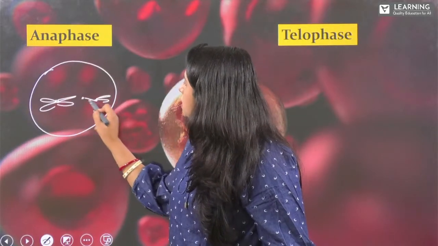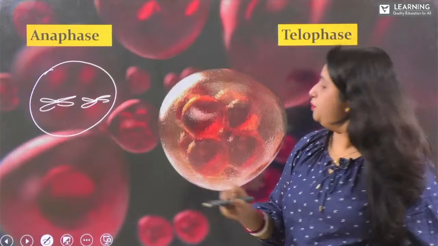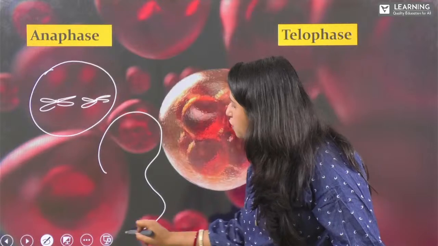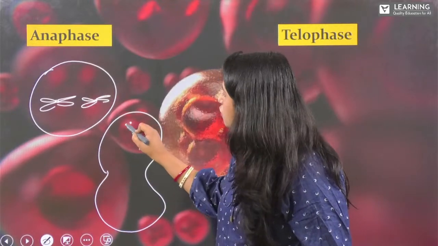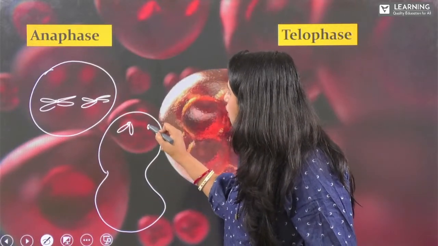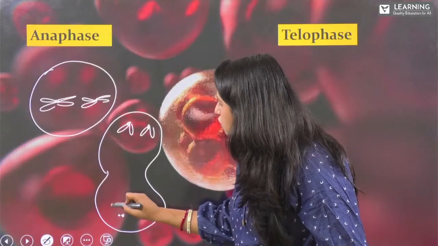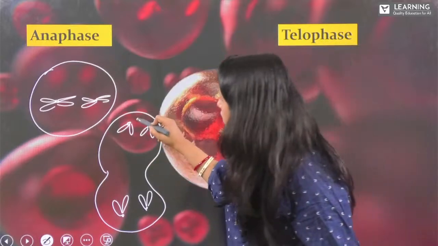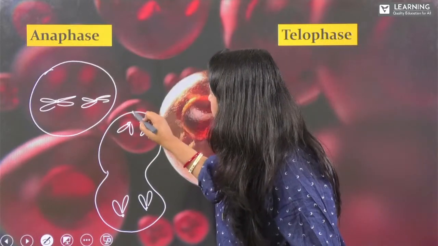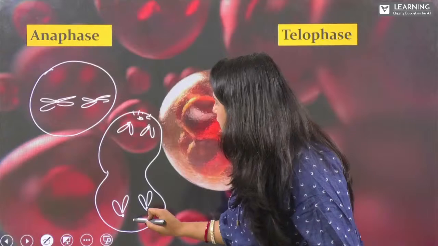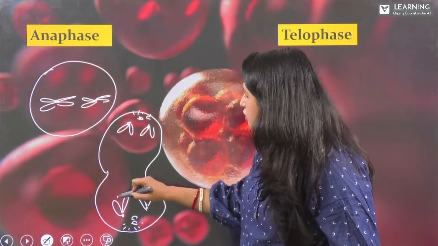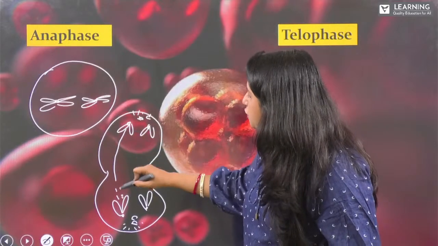Now in the anaphase, what happens? The chromosomes move towards the opposite poles. Here the chromosomes move towards the opposite poles, and here you will find the centrioles, and the microtubules and the spindle fibers.